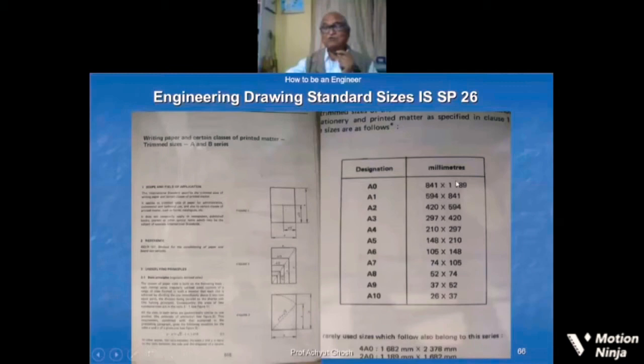How do you come about this? They must be foldable. Two A1 must produce one A0. That's why the ratio of these sheets must be 1 by root 2. So you solve it, x into x by root 2 equals 1 meter square, and you get these values. This is the world standard. You produce a drawing, it has to be A1, A0, A2, etc. Otherwise, nobody will accept it in the world.